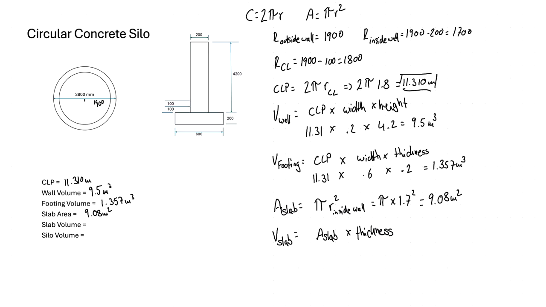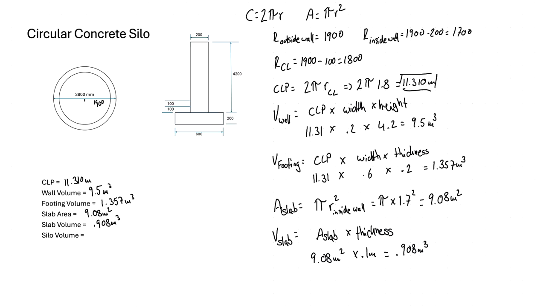So 9.08 meters squared. Thickness is 100 mils, so 0.1 of a meter. 9.08 times 0.1 makes sense that it comes out at 0.908 cubic meters. 0.908 cubic meters.